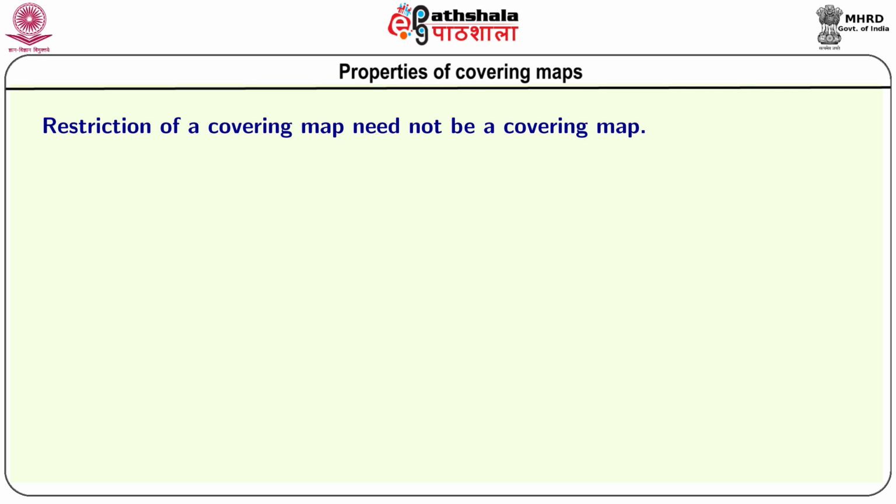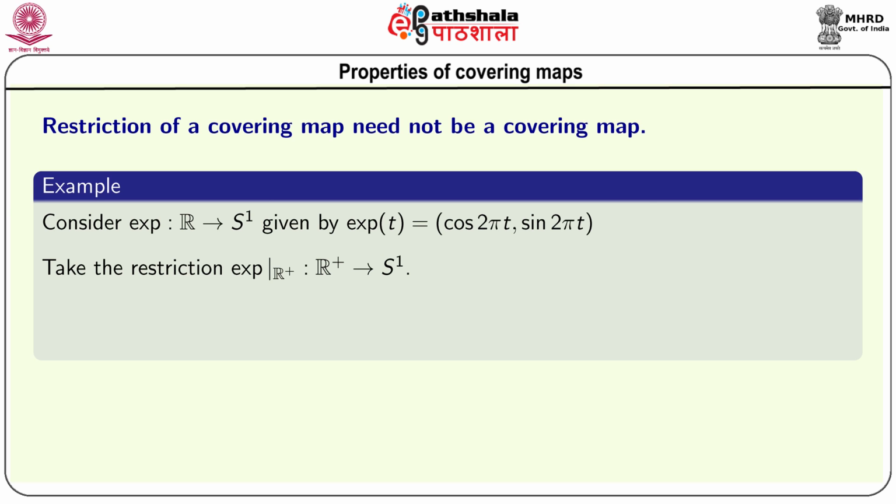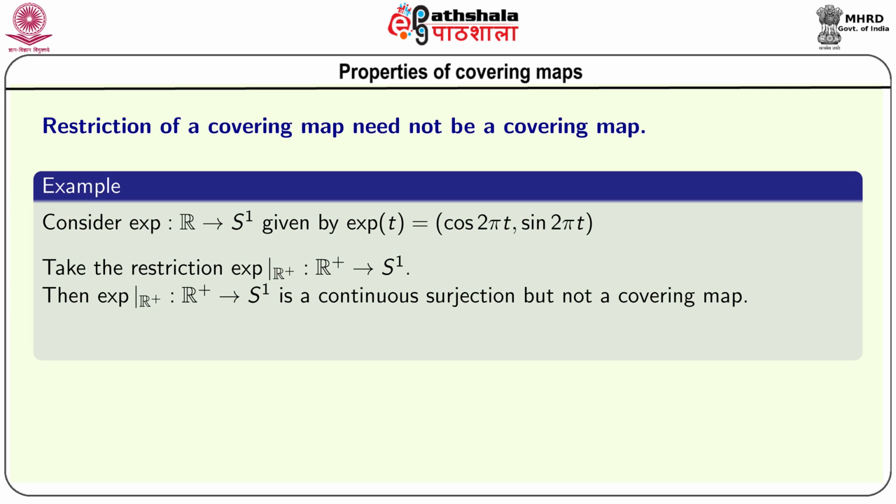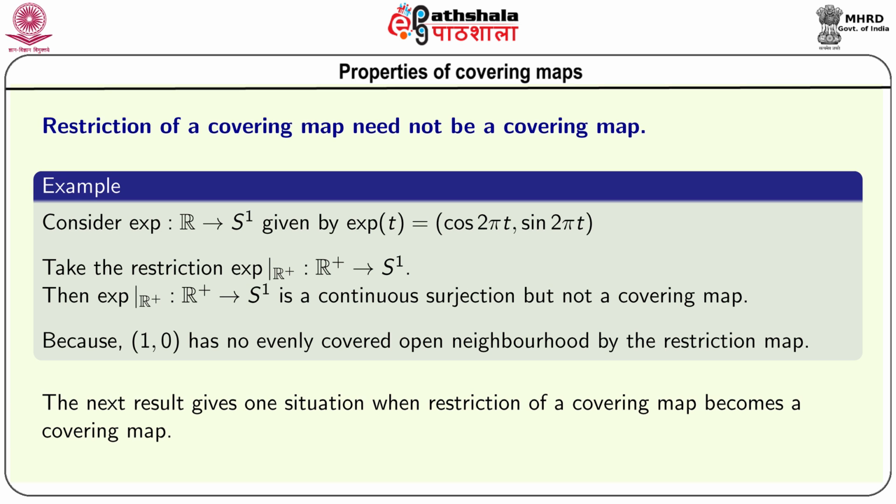Now we see that restriction of a covering map need not be a covering map. This follows from the example that if we take the exponential map exp from R to S1 as usual, and we restrict that exponential map on the positive real numbers, then that particular restricted map, that is exponential restriction on R plus, is a continuous surjection, but it is not a covering map because the point (1,0) has no evenly covered open neighborhood by the restriction map.